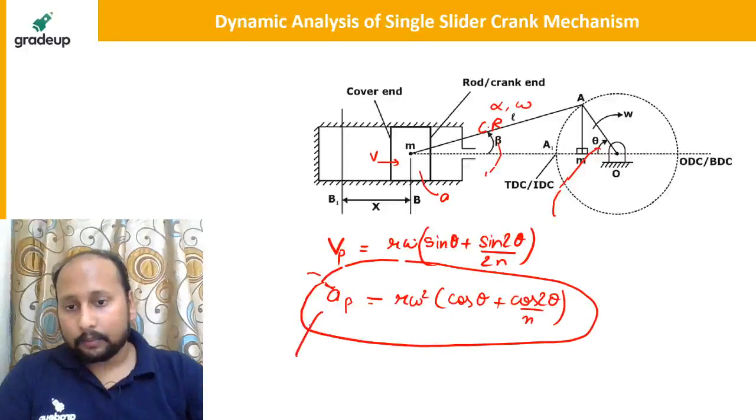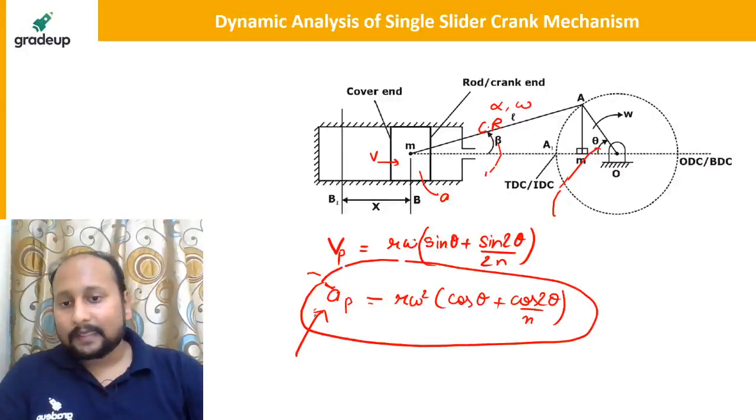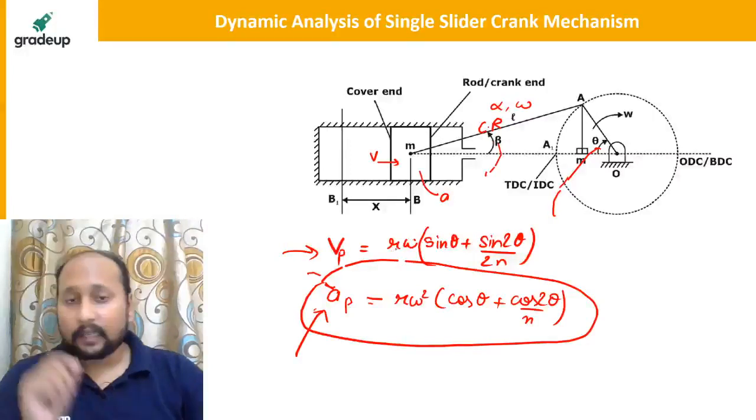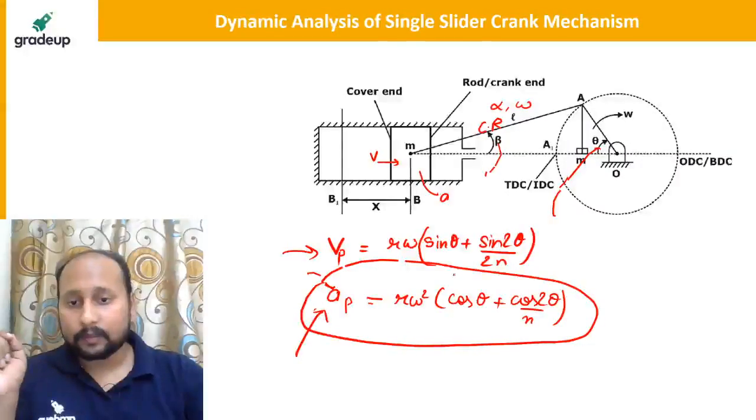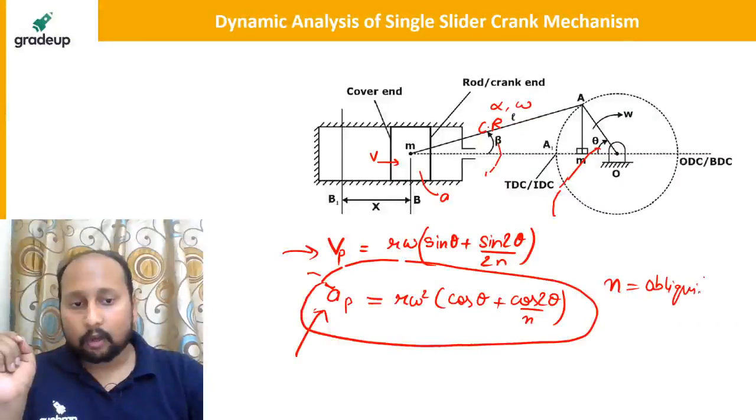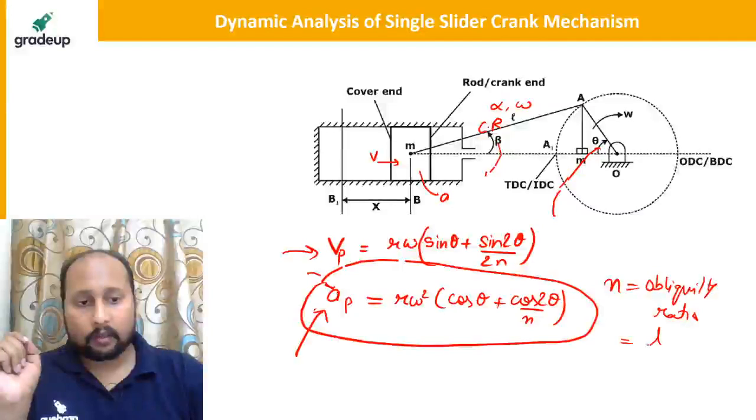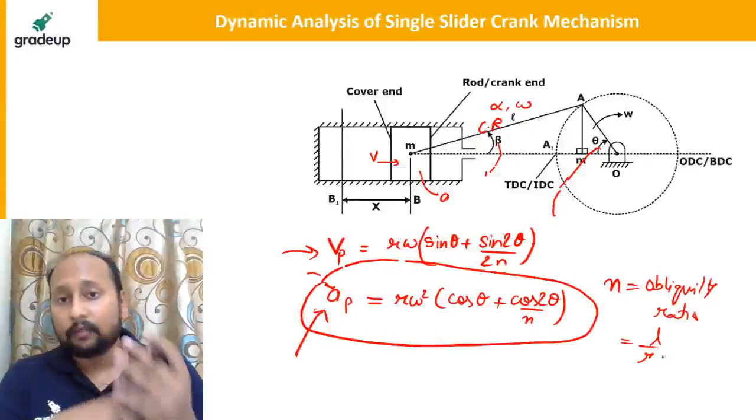So basically in the previous session we have talked about the velocity of piston and acceleration of the piston. Velocity is r omega sine theta plus sine 2 theta by 2n, and acceleration of piston is r omega square cos theta plus cos 2 theta by n, where n is the obliquity ratio. And what is n? It is basically L by R, the ratio of length of the connecting rod to the radius of the crank.